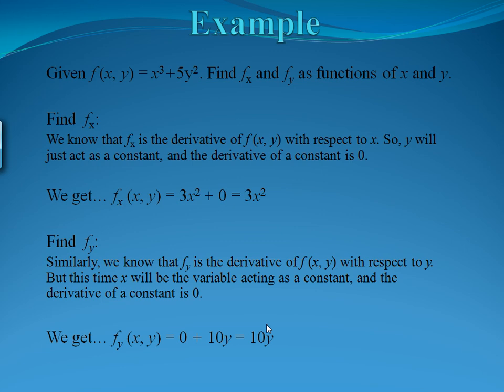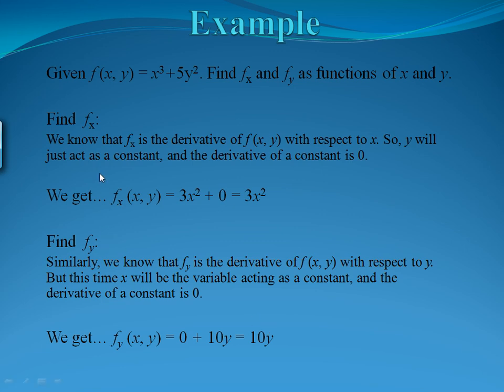So let's start with an easy function. Say we have x cubed plus 5y squared, and we want to find the first partial with respect to x and the first partial with respect to y as functions of x and y. Now, this is going to be very similar to the last one we did, and then in the next example we'll step it up a little bit.